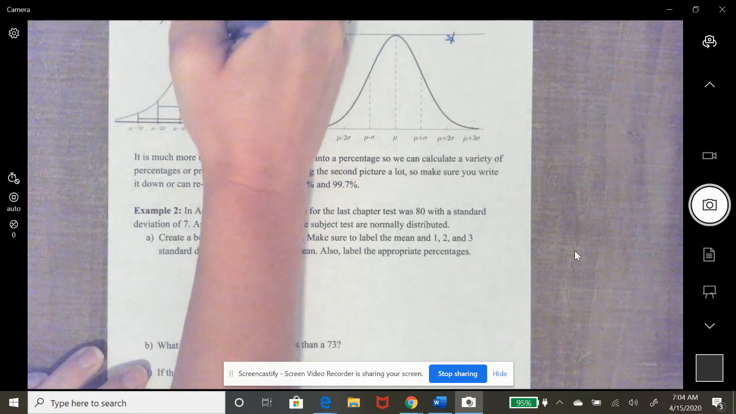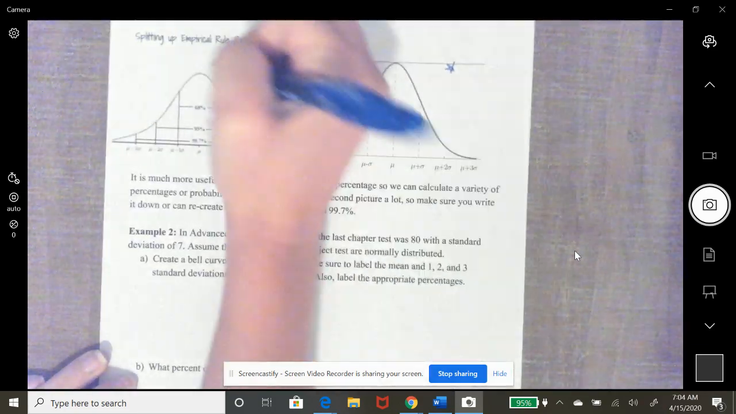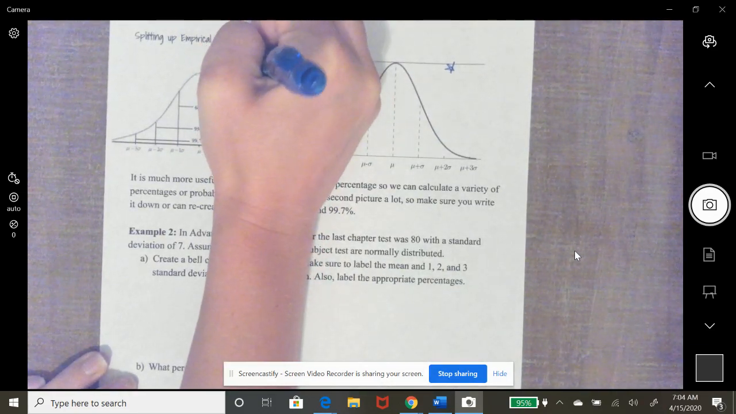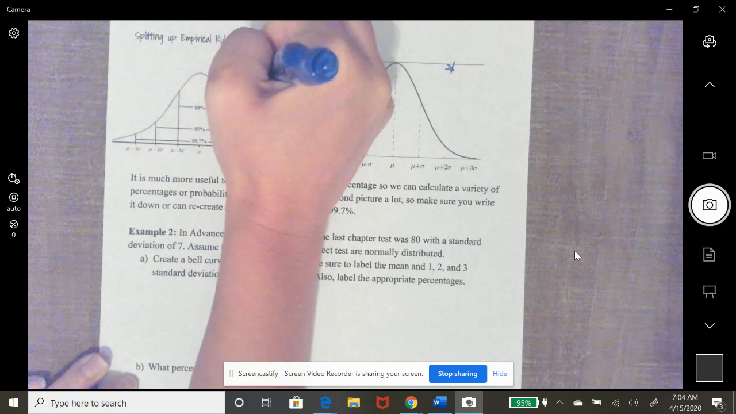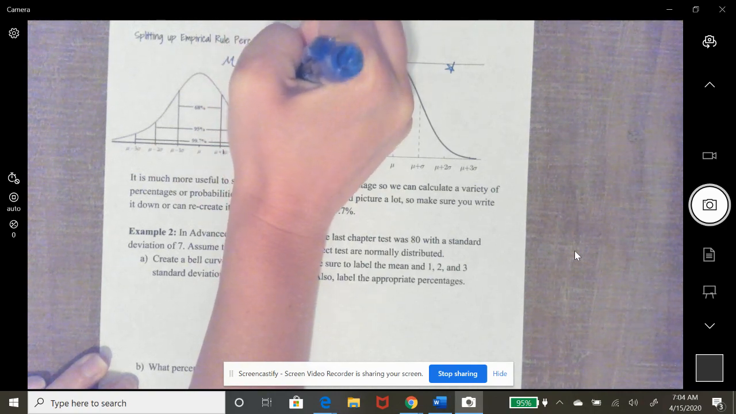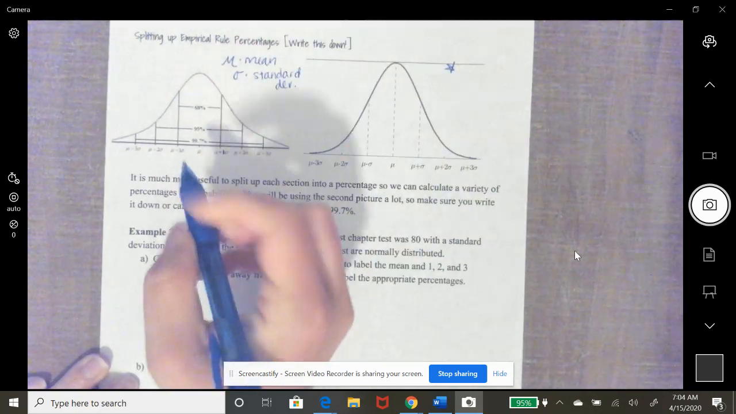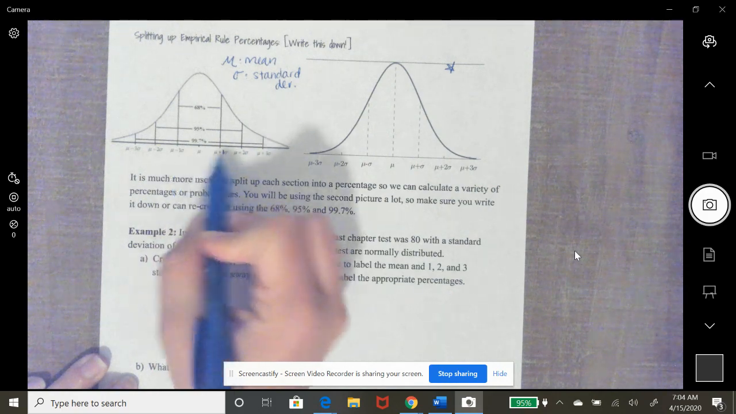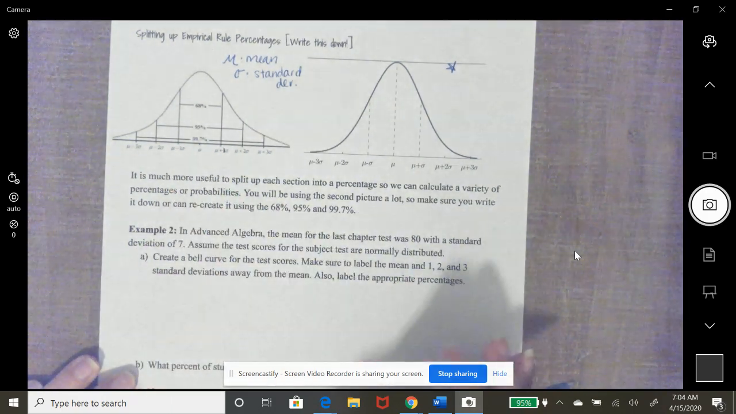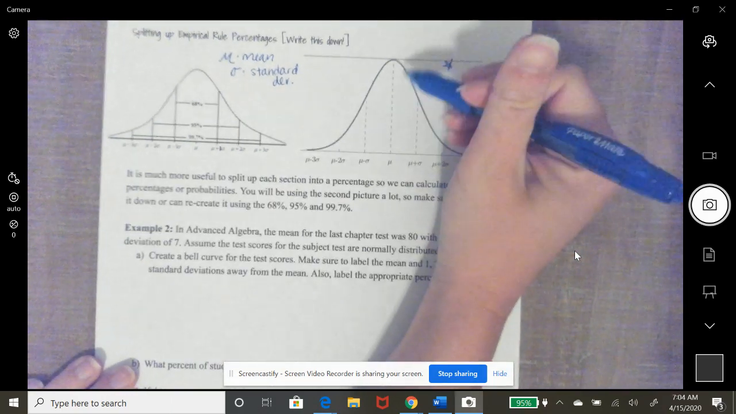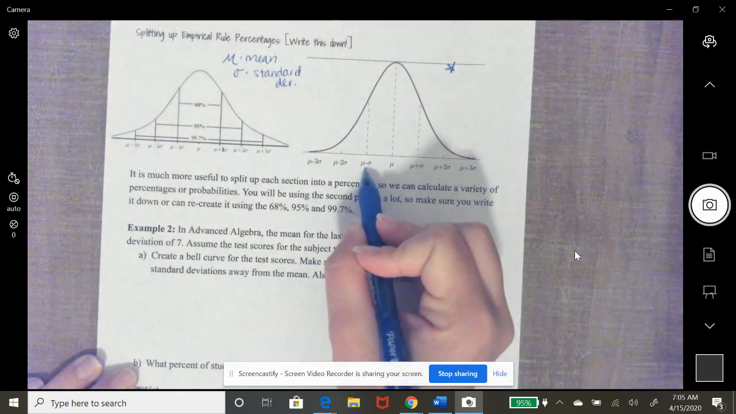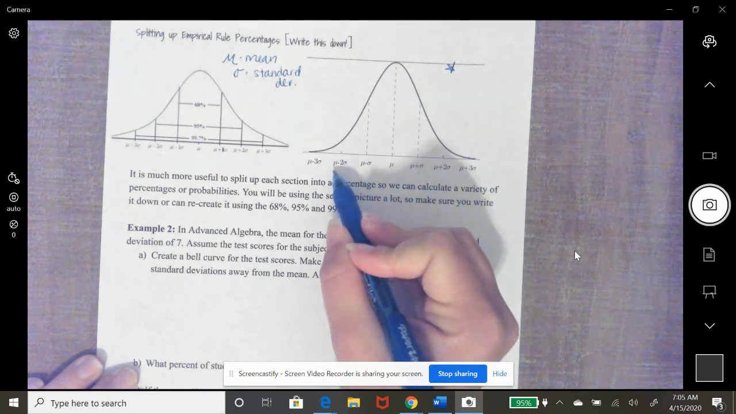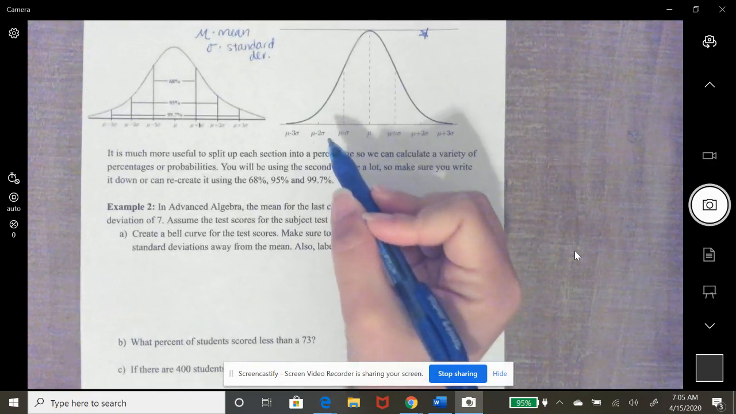A couple reminders. Remember, this symbol is your Greek mu, that means mean. And this symbol is the lowercase sigma, and that means standard deviation. So if you're looking at all these symbols, I thought that was a 3 real quick, that's why I paused, but that's a 1. So your mean's in the middle, and then it's basically saying add a standard deviation, subtract the standard deviation, add 2 standard deviations, subtract 2 standard deviations, and so on.